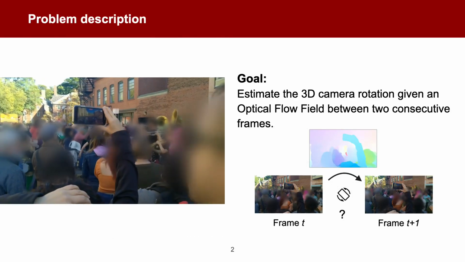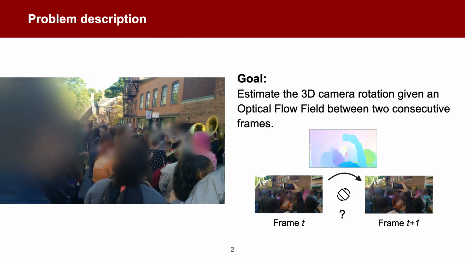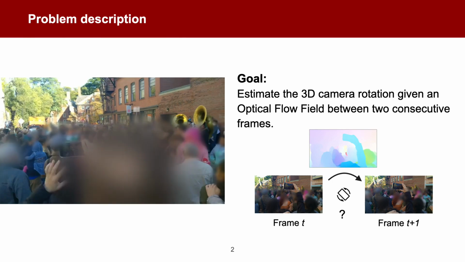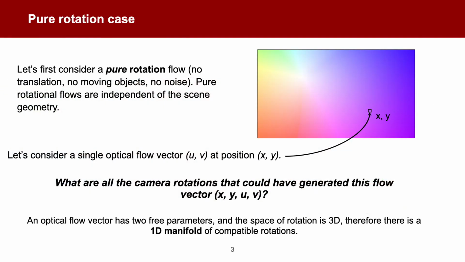Given videos such as the one on the left, the goal of this work is to estimate the 3D camera rotation from an optical flow field between two consecutive frames. Let's first consider a pure rotation flow. Note that pure rotation flows are independent of the scene geometry.